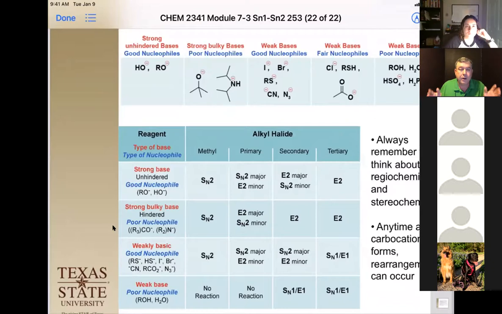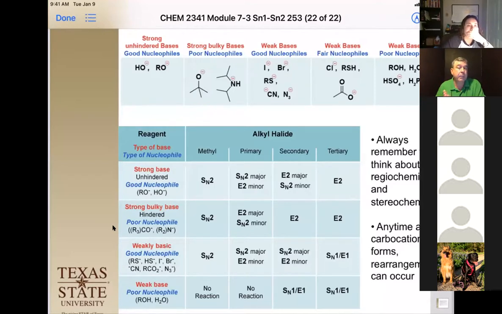Okay. Strong unhindered bases, because they're small, they're strong bases, and they're good nucleophiles. So we have a competition between our elimination reactions or our substitution reactions depending on the substrate. Our big bulky bases now cannot act as nucleophiles. We cannot get it in there to start forming that sigma bond. So we predominantly do elimination reactions. When we have our weak bases, but we have a polarizable negative charge, we now have good nucleophiles, and they only do substitution reactions.